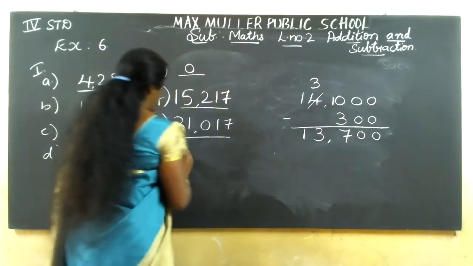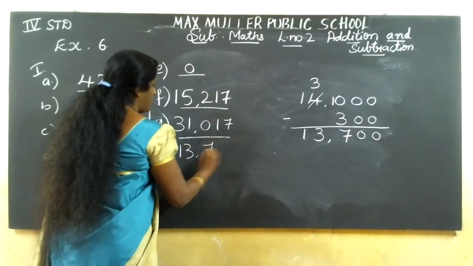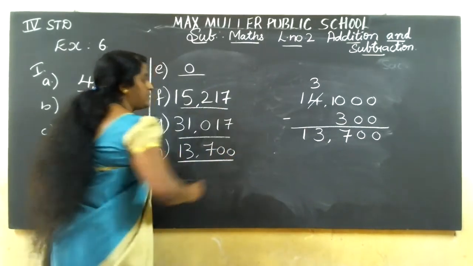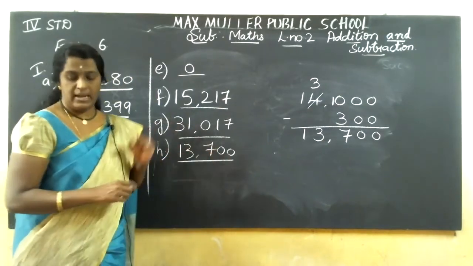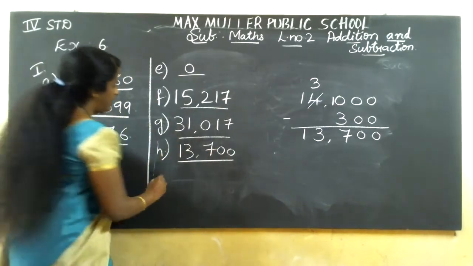See here, 13,700. So 14,300 goes to 13,300.